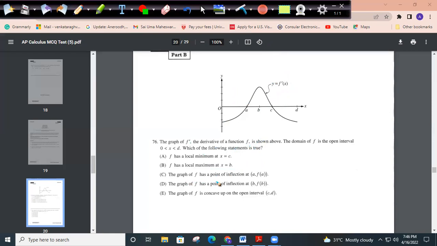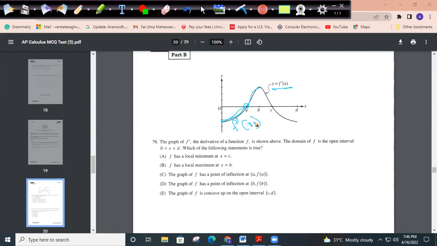Option C: the graph of f has a point of inflection at a comma f of a. A point of inflection means the function is concave up till here and concave down after. You would mark that as wrong. This is the graph of f dash, not the graph of f. Hope you are understanding what I'm saying. So why is option C wrong? In the graph, f dash is negative.